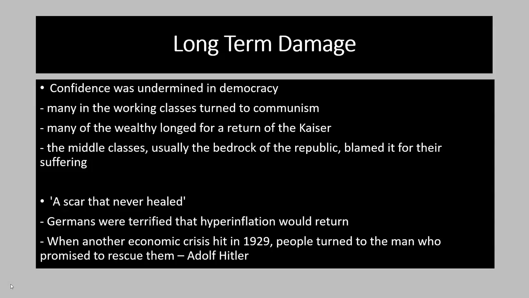Hyperinflation is sometimes referred to as the scar that never healed. Germans were terrified that hyperinflation would return. And when another economic crisis hit with the Wall Street crash in 1929, many people turned to the one man who promised to rescue them from their problems, Adolf Hitler.